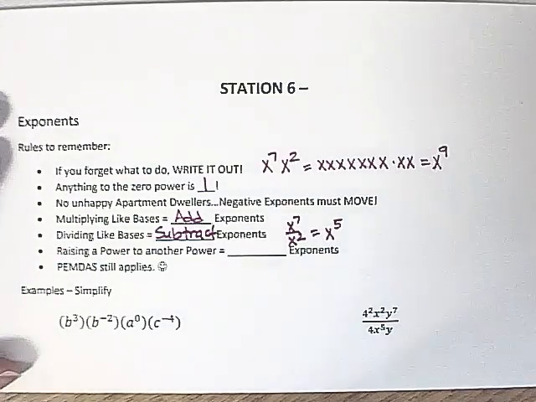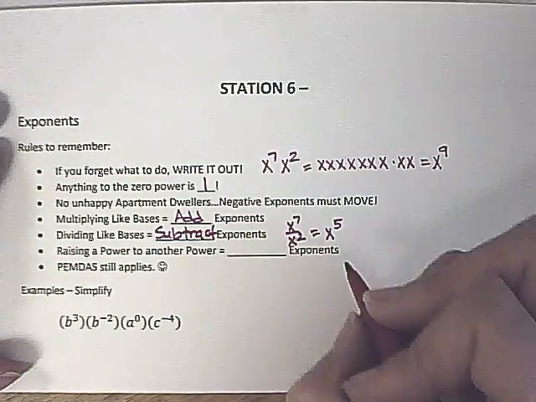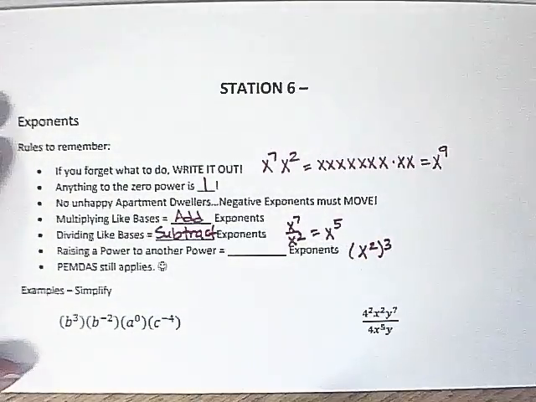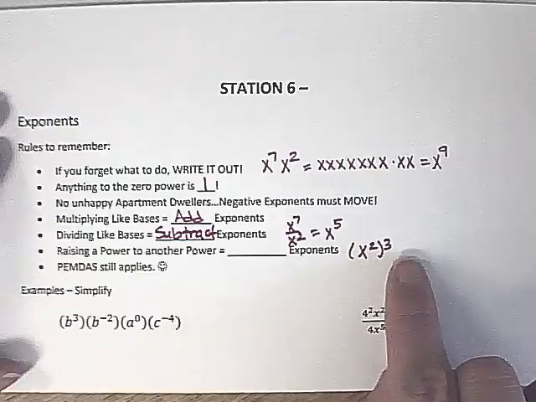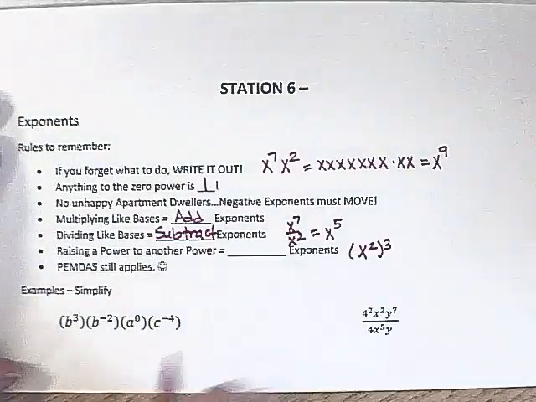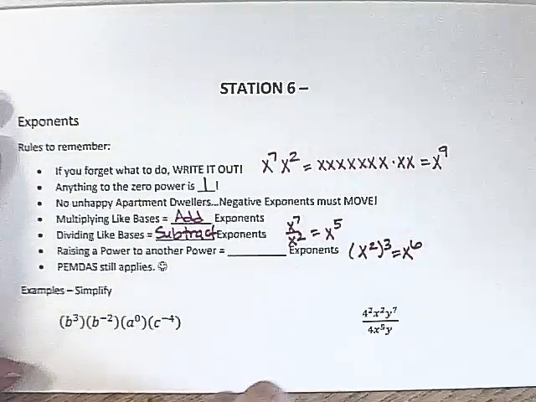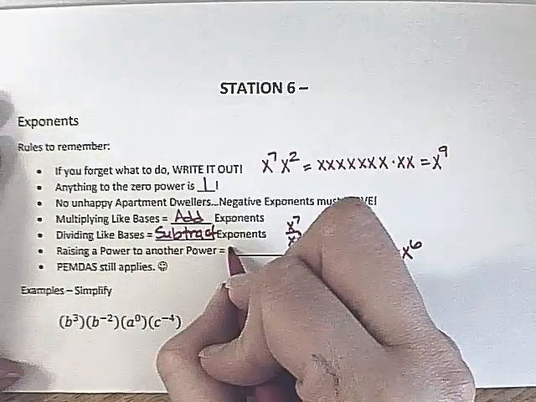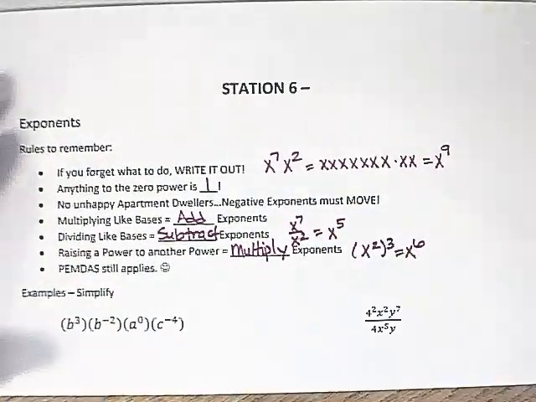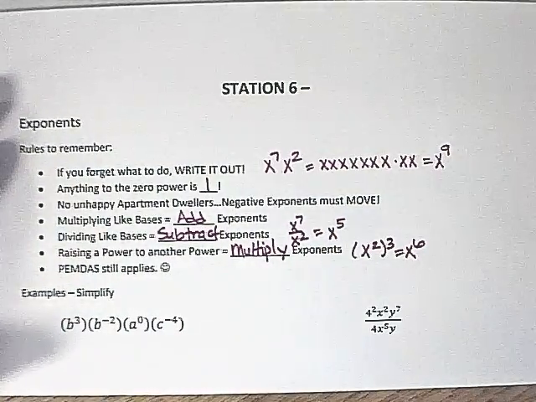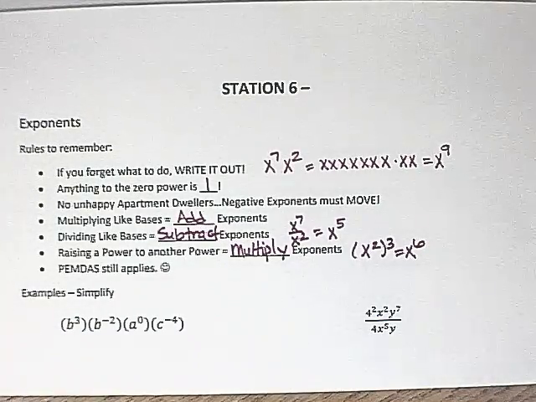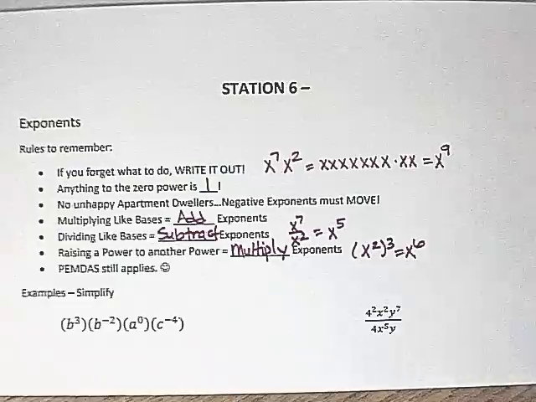The last rule we talked about was raising a power to another power. For example, x squared all to the 3rd power. That would be like writing out 3 groups of x squared. So x squared, x squared, and x squared would make x to the 6th. And that reminds us that the rule of raising a power to a power means I'm going to multiply the exponents. Also, I included here that PEMDAS still applies because sometimes these problems can get complicated and you'll be given more than one piece, so you just need to follow PEMDAS.